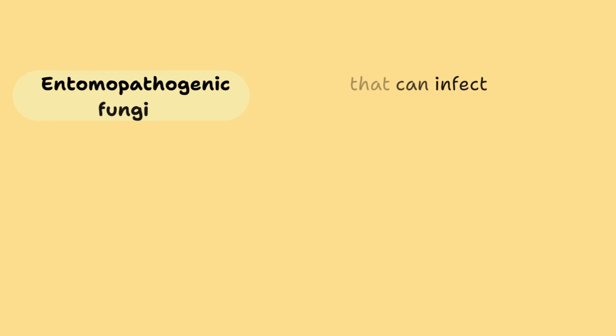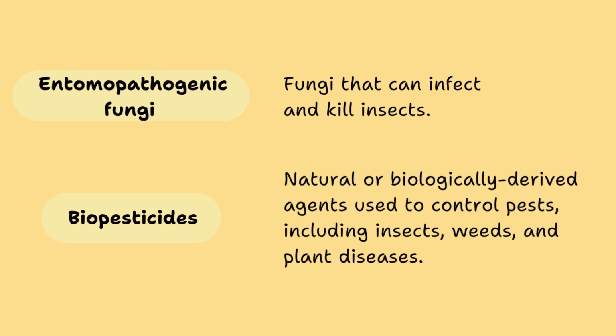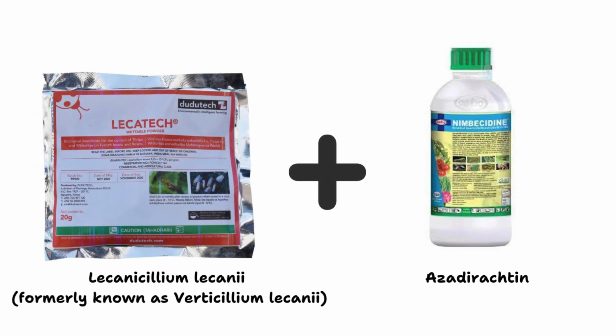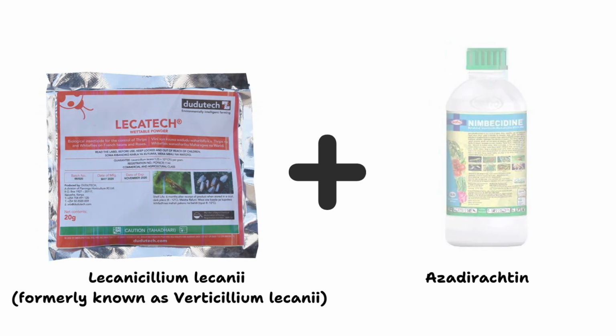How I personally control the citrus woolly whitefly in my garden is that I use a combination of two agents. I use an entomopathogenic fungus, and I also use a biopesticide. The entomopathogenic fungus that I use is Lecanicillium lecanii, and I combine this with neem oil that has the active ingredient azadirachtin. These two offer complementary strategies for controlling the citrus woolly whitefly effectively.